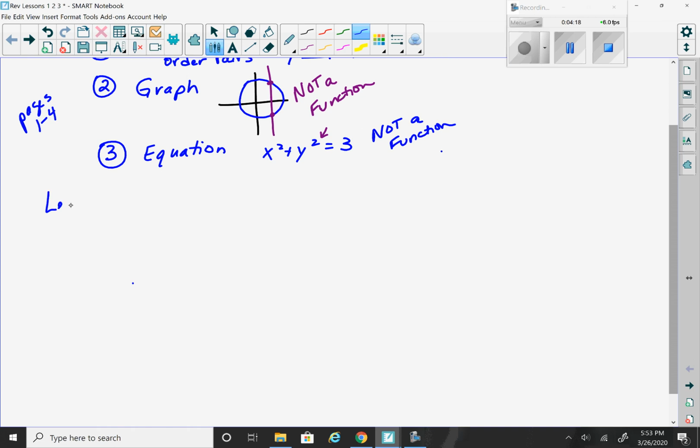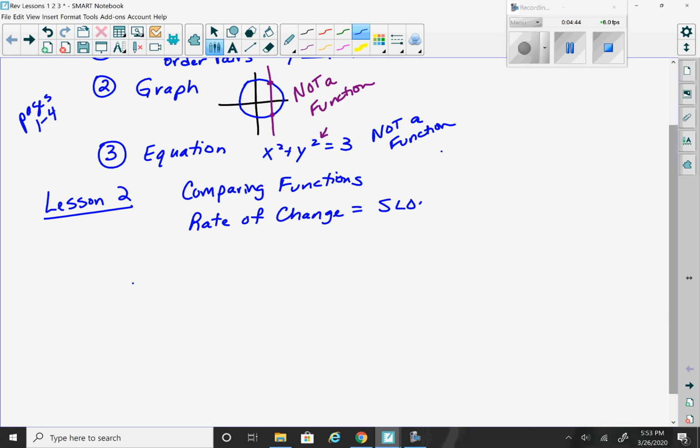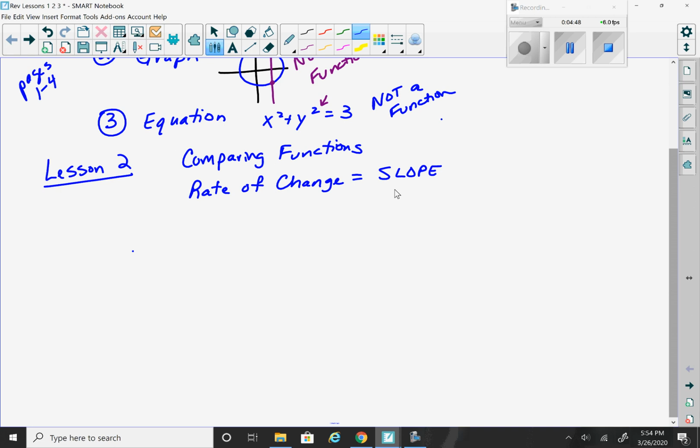Next, when we went to lesson 2, I feel like lesson 2 was a little bit easier because in lesson 2 we were comparing functions. We were comparing functions by looking at their rates of change. So when we compare our functions, we look at their rate of change. And I think what made this easier for us is that whenever we're talking about rate of change, we know that we're talking about slope.